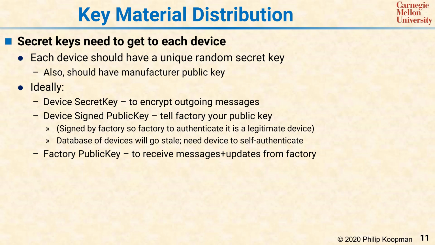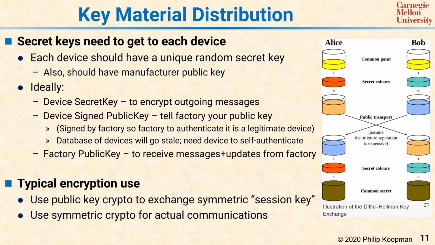Once you've provisioned the device with these secrets, you can then use standard ways of doing key exchange and bootstrapping communications. Typically what you see is an initial exchange of messages is done with an asymmetric cryptographic algorithm using public keys. Now that's computationally expensive, so you don't want to send a lot of data that way, but what you do send is you send a couple messages up front to set up a randomly selected symmetric key.